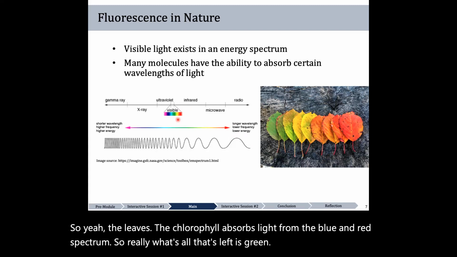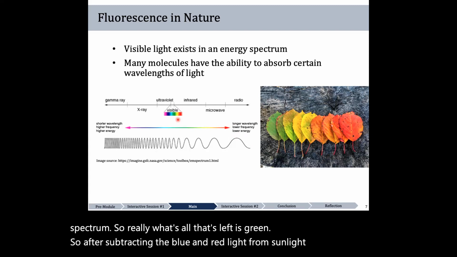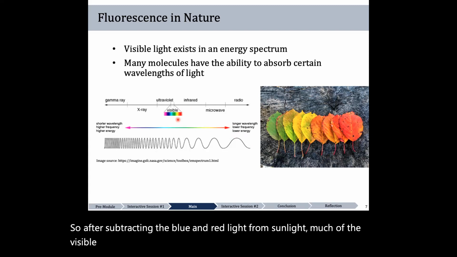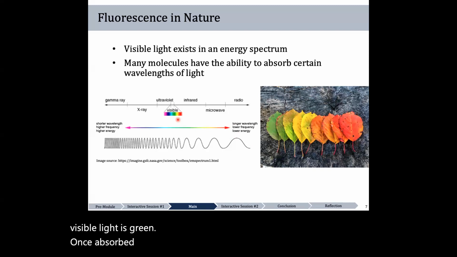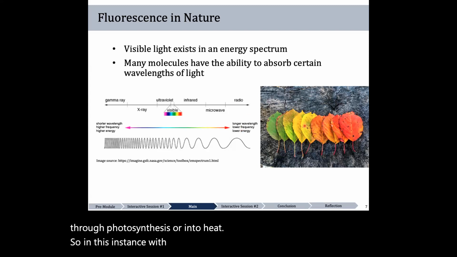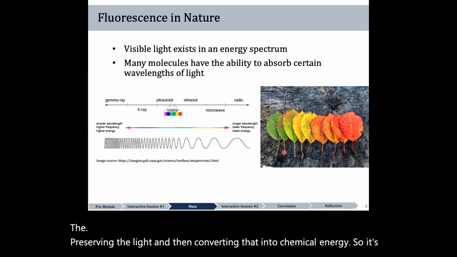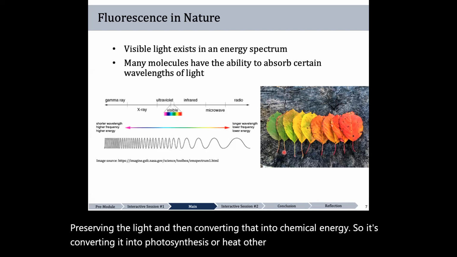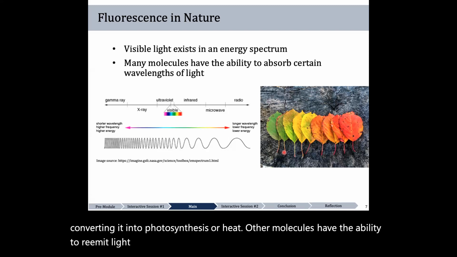So after subtracting the blue and red light from sunlight, much of the visible light is green. Once absorbed, that light can then be converted into chemical energy through photosynthesis or into heat. So in this instance, the leaves are absorbing the light and then converting it into chemical energy through photosynthesis or heat. Other molecules have the ability to re-emit light energy, and this process is called fluorescence. So that's what we're going to go over in the next slide.